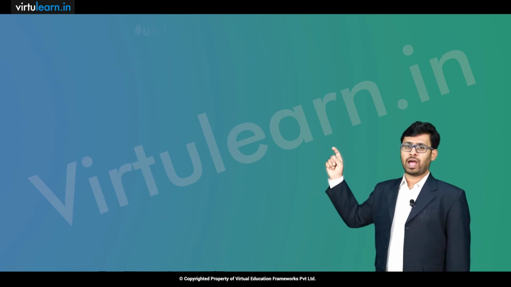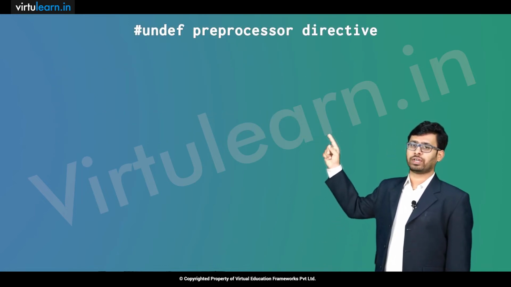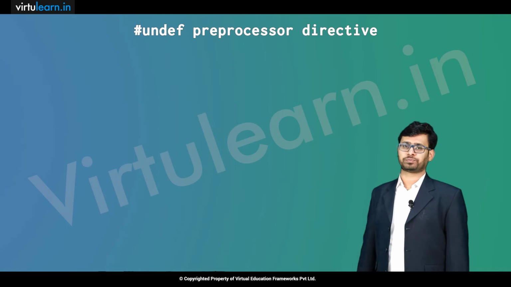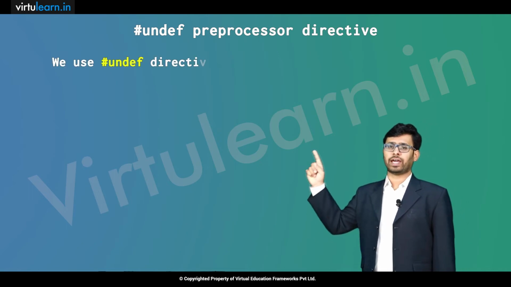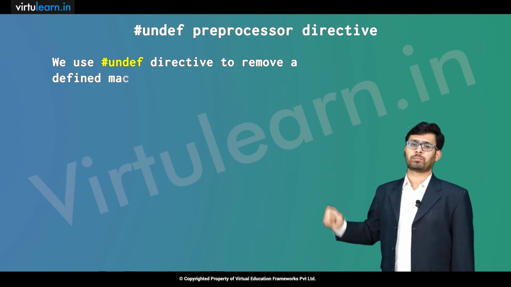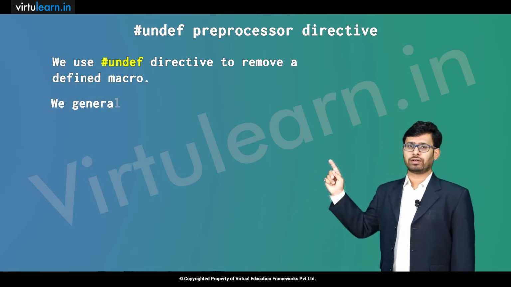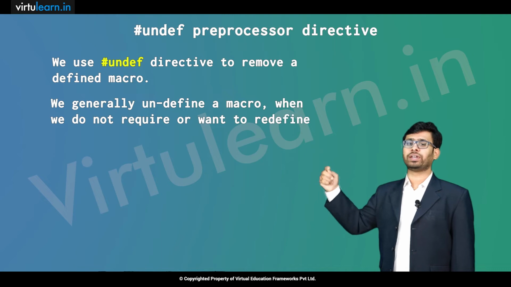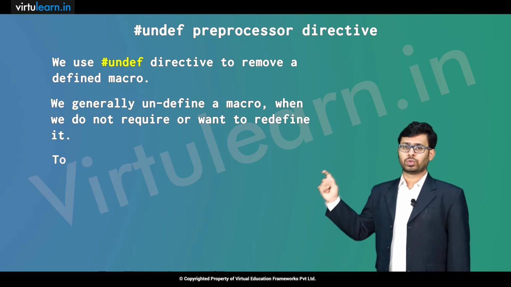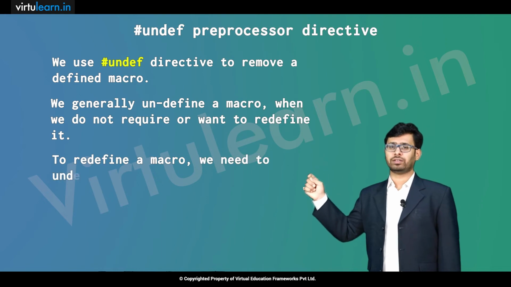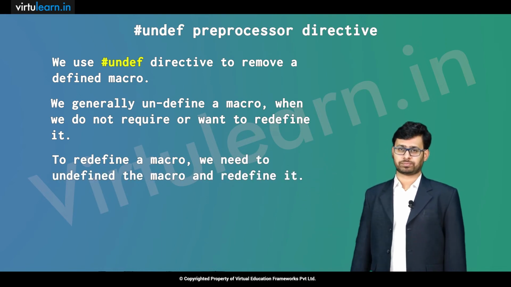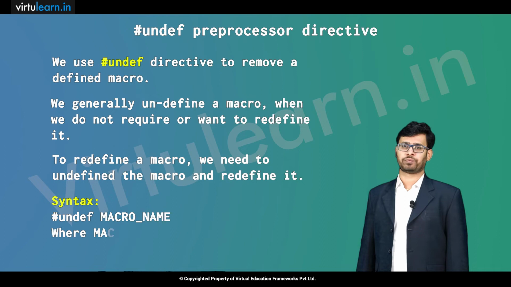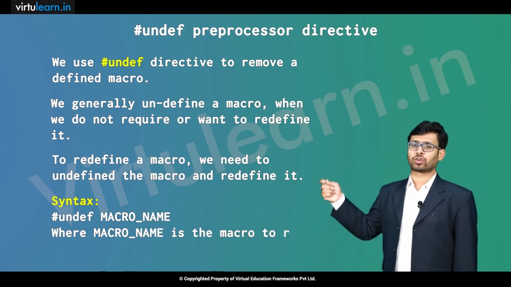The next one, the #undef preprocessor directive. We use the #undef directive to remove a defined macro. We usually undefine a macro when we do not require it or want to redefine it. To redefine a macro, we need to undefine the macro and then redefine it. The syntax is #undef macro name, where the macro name is the macro to remove.